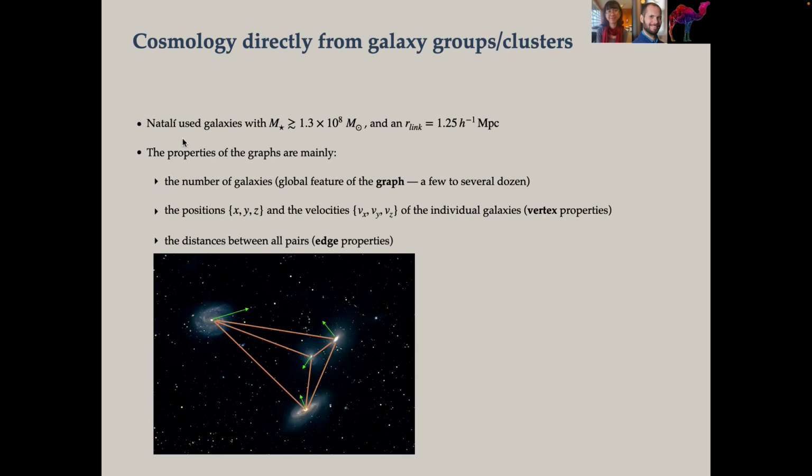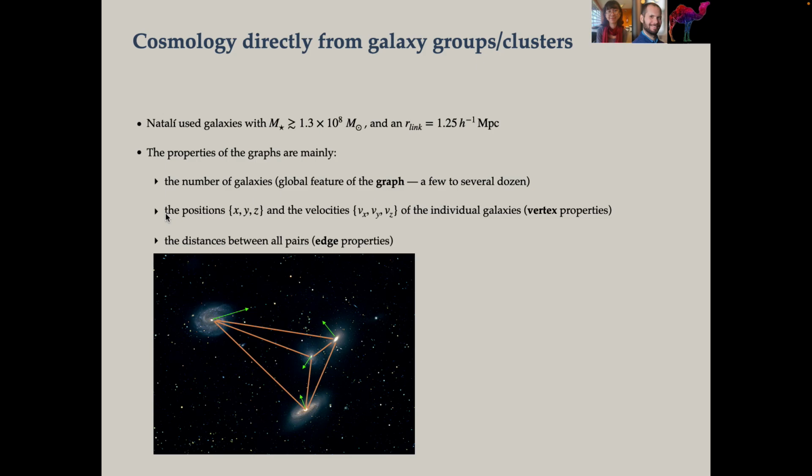So Nathalie used galaxies which are heavier than 1.3 times 10^8, for resolution purposes, and a linking length of 1.25 h^-1 megaparsecs. So typically, the systems that she was using were a few megaparsecs at most. The properties of the graphs that she used initially were, first, the global features of the graph, so how many objects it has, maybe the total mass, or some other global feature, right?